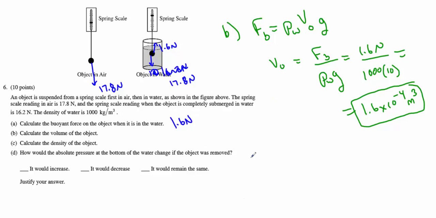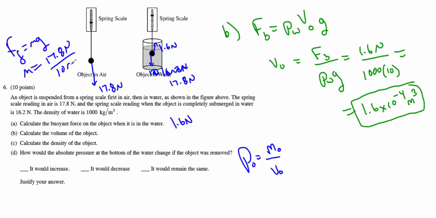C, what is the density of the object? Well, the density of any object is going to be the mass of that object over the volume of the object. Well, we don't know the mass directly, but we do know the weight, and we know weight is mg. So we're just going to take the weight and divide by gravity. So instead of it being 17.8 newtons, 17.8 divided by 10 meters per second squared, or 1.78 kilograms.